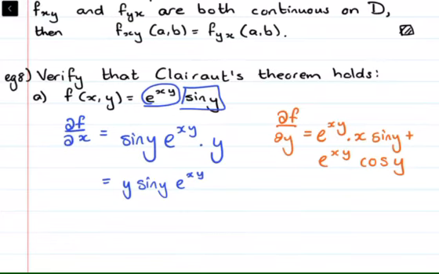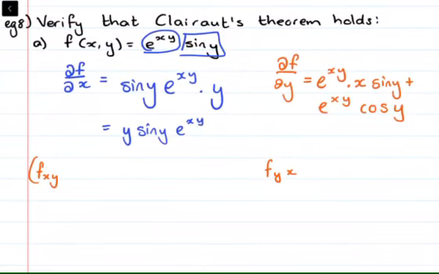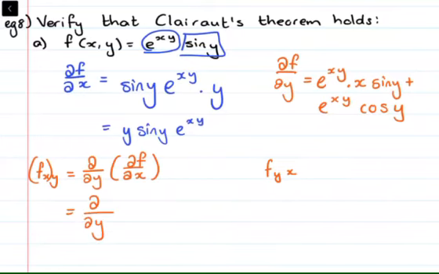Okay, now what is then, because we are trying to verify Clairaut's theorem, we need to find f_xy and we need to find f_yx. What is f_xy? Remember, you put the brackets here. This means that you need to differentiate with respect to y what you have already differentiated with respect to x. So it means that we are finding the partial derivative with respect to y of y sin y e^(xy).